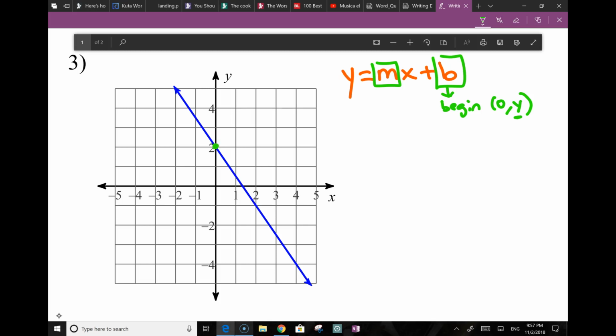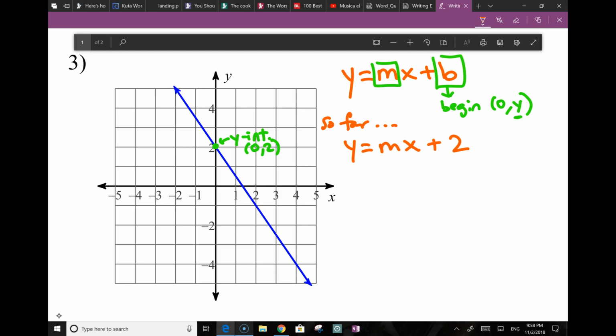So this right here is our y-intercept. That's our golden number, and it's at 0, 2. But I really just need the 2 part. That's all I need. So I'm going to plug this in, and so far what I have is the following. I have y equals mx and then plus 2.